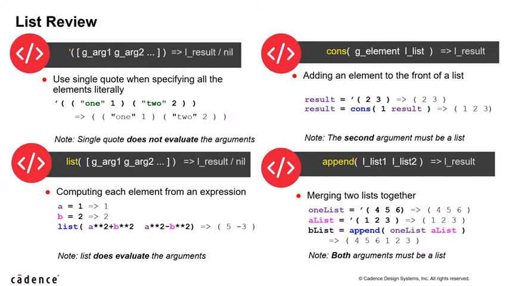2, and 3. And the last bullet here, we're actually looking at merging two lists together, and in this case we'll be using the append function, where we take in this case one list and a list and merge them together using append to get the resulting list containing 4, 5, 6, 1, 2, 3.